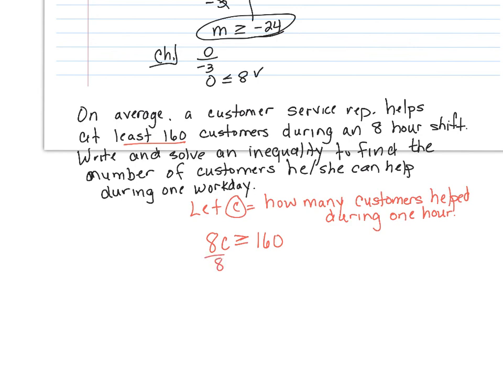Divide each side by 8. We are not dividing by negative, so we do not switch the inequality. And he or she helps at least 20 customers during that 8-hour shift for 1 hour. Check it. 8 times, I'm going to use 21. If they help 21 customers each hour, is that greater than or equal to 160? Well, that's 168, and that is true.